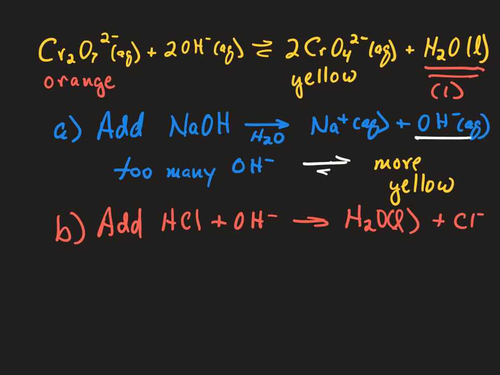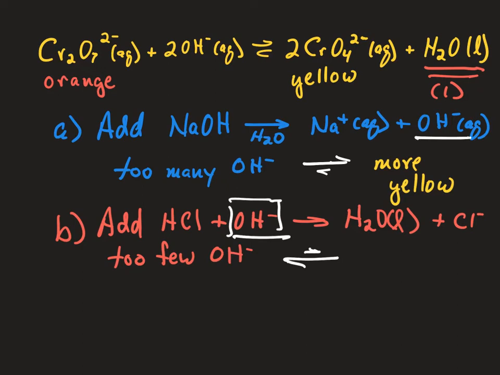But what is going to affect the equilibrium is the fact that we're using up hydroxide ions. And so the stress on our equilibrium is going to be too few, or a lower concentration of hydroxide ions. The only way we can relieve that stress is to try to make more hydroxide ions, so that would shift our equilibrium back toward the reactant side.